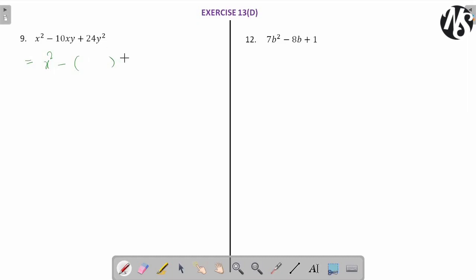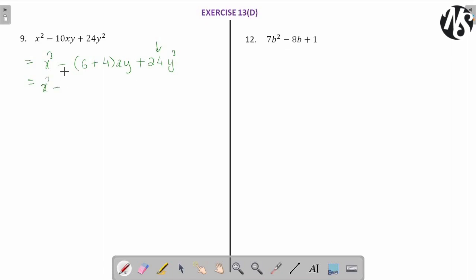So we have x squared, xy here, plus we have 24y squared. Now what is the number here? This is 24. We have plus sign here, so we will write plus here. Now we will find two numbers whose sum is going to be 10, and when you multiply those two numbers you will get 24. So obviously the numbers will be 6 and 4, because 6 plus 4 is 10, 6 fours are 24. Okay, so let's open the bracket now.